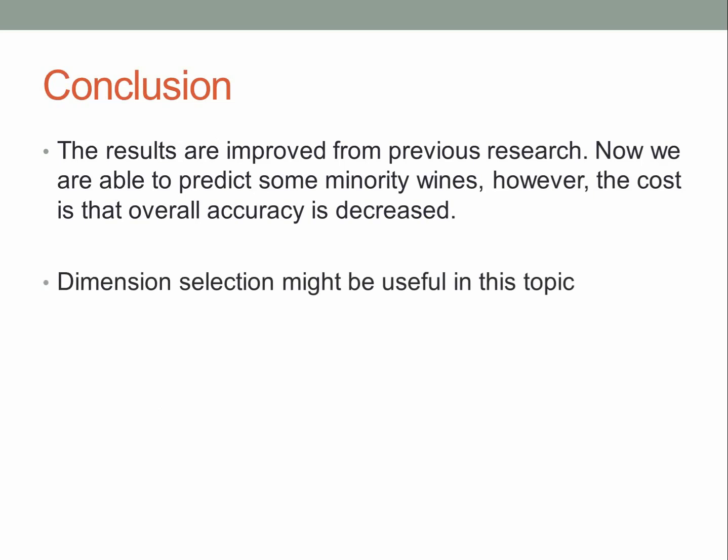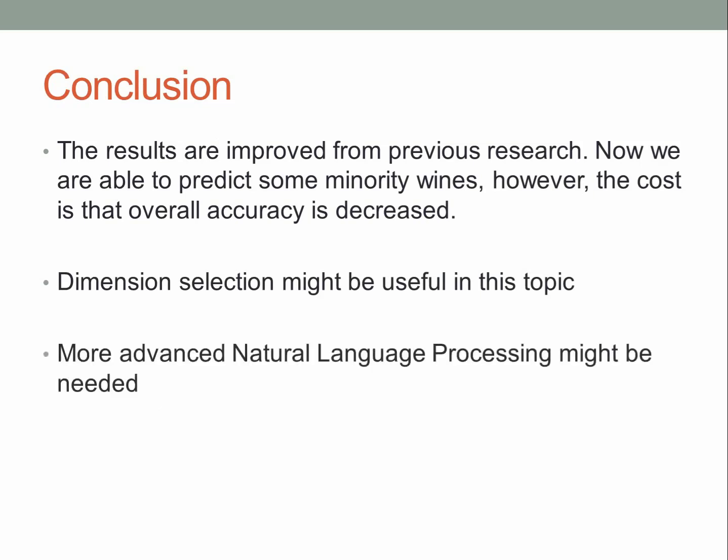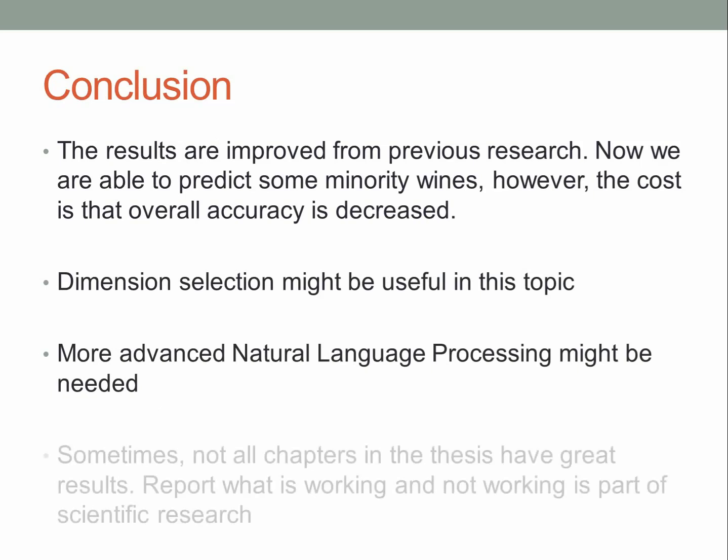For dimension selection, there are many different ways to possibly improve the results over here. One thing is that dimension selection might be useful in this topic. More advanced natural language processing might be needed, so that if we can group those attributes into a higher level of understanding in language, we may be able to get even better results.